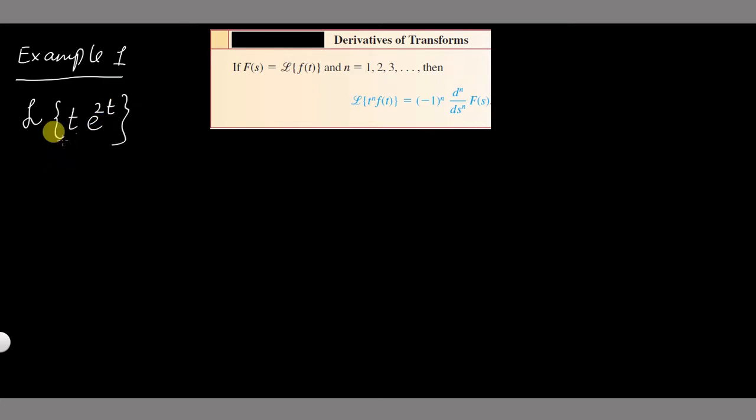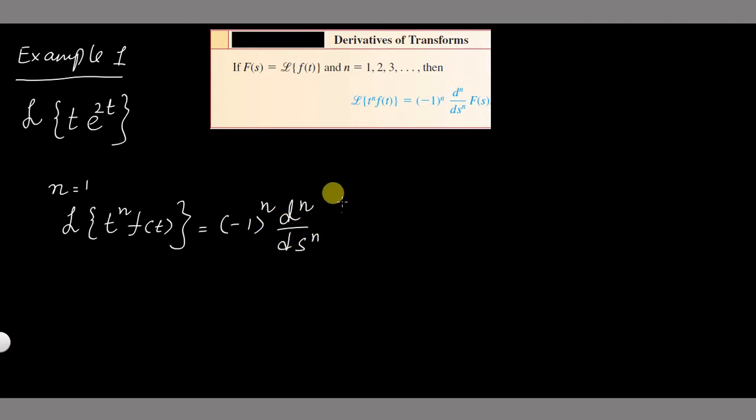If we want to evaluate the Laplace transform of this function, just use this theorem. Here you can see the Laplace transform of this; the power of t is 1, so n is 1. According to this formula, the Laplace transform of t raised to the power n times f of t is minus 1 raised to the power n, d^n over ds^n of F of s.